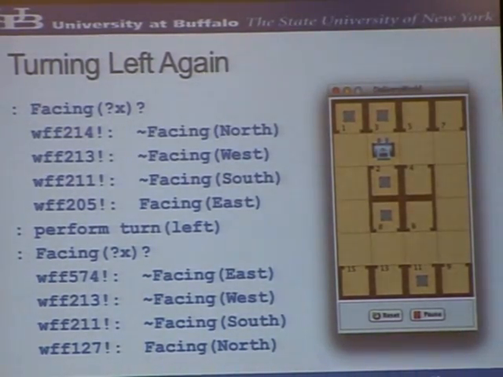Yeah. You know, I just wonder what's the need to output those negatives.